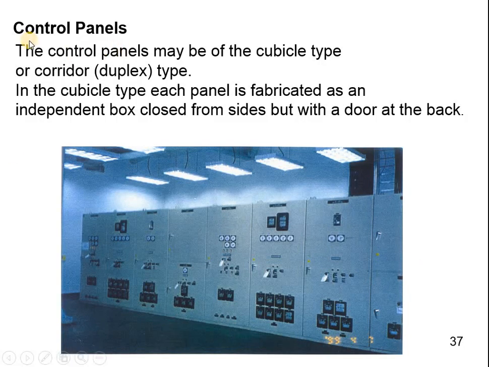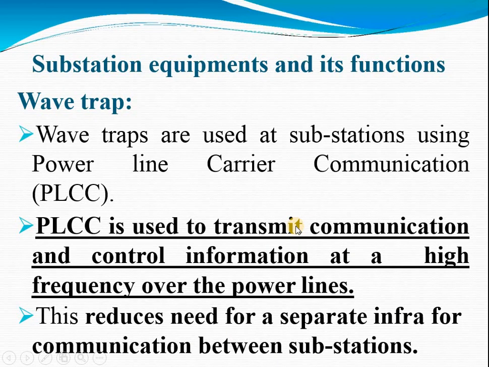The next important equipment is the control panel. The staff who work in these control rooms take care of the whole substation. The control panels may be cubicle type or corridor type. In the cubicle type, each panel is fabricated as an independent box closed from the sides but with a door at the back. So these are the control panels.